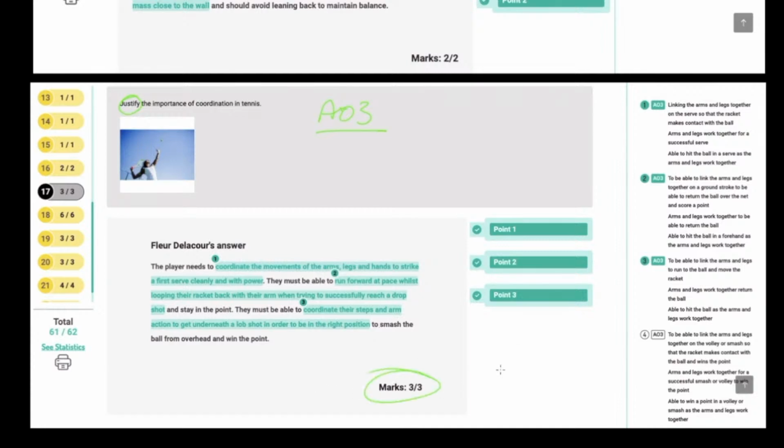That's a tough question. This is tough. So not only must you get that definition clear, you must have the impact and performance. Notice here, to win the point, they must be able to successfully reach a drop shot. They must be able to first serve cleanly, impact on the performance in this case by combining body movements together.